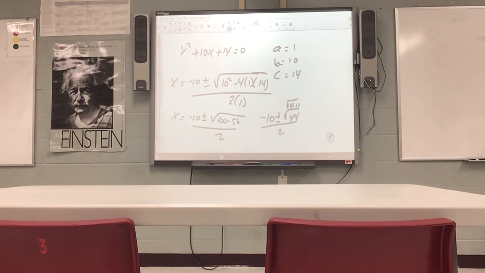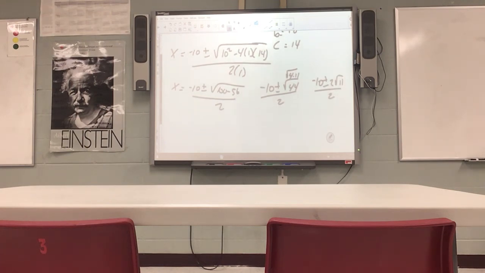Craziness. Okay, so the square root of 4 is 2, so we're going to have negative 10 plus or minus 2 square root of 11 all over 2. And then the last thing you do is divide it by 2. So negative 5 plus or minus 1 square root of 11, which looks like D, as in dandy.